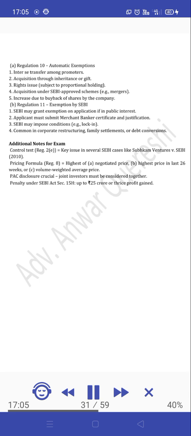B. Regulation 11, exemption by SEBI. 1. SEBI may grant exemption on application if in public interest. 2. Applicant must submit merchant banker certificate and justification. 3. SEBI may impose conditions, e.g. lock-in. 4. Common in corporate restructuring, family settlements, or debt conversions.